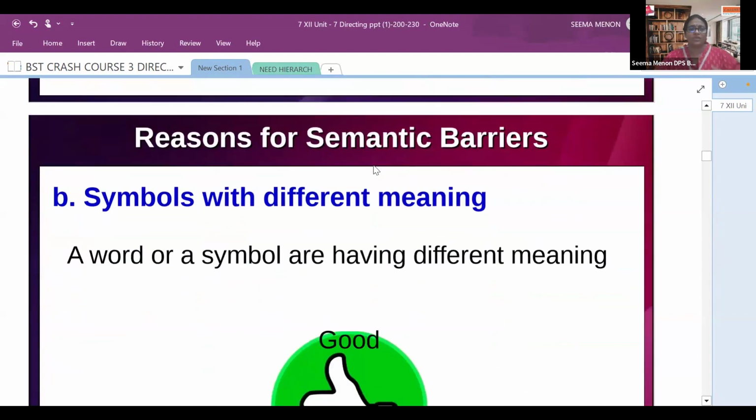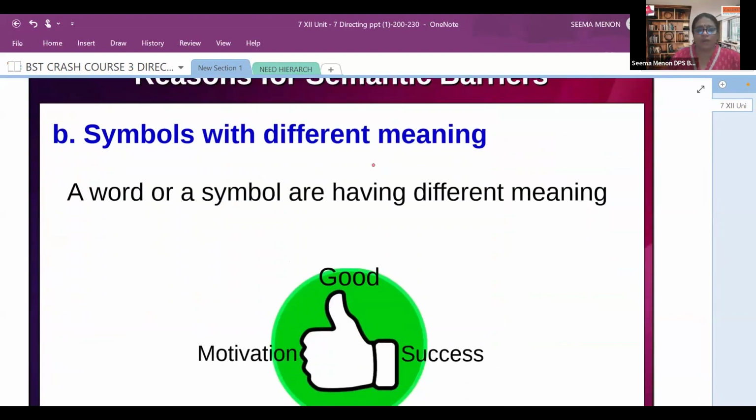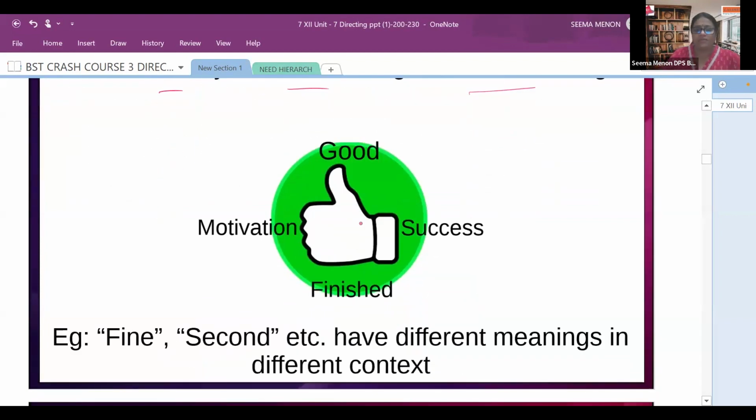They will be thinking, what is this? A symbol with a different meaning. That is another symbol with a different meaning. A word or a symbol can have different meanings. Sometimes a word, nowadays thumbs up, has a very elaborate meaning. Thumbs up means good, or it can be success, motivation, or that all the work is done. We show it as finished. All that can be. Fine, second, etc. have different meanings in different contexts.